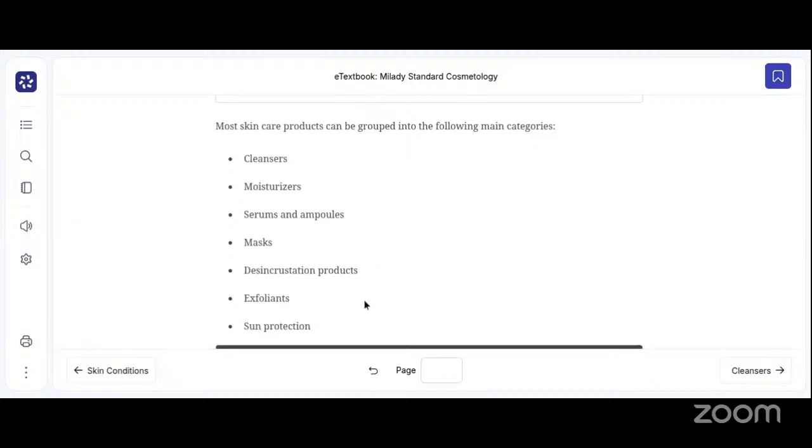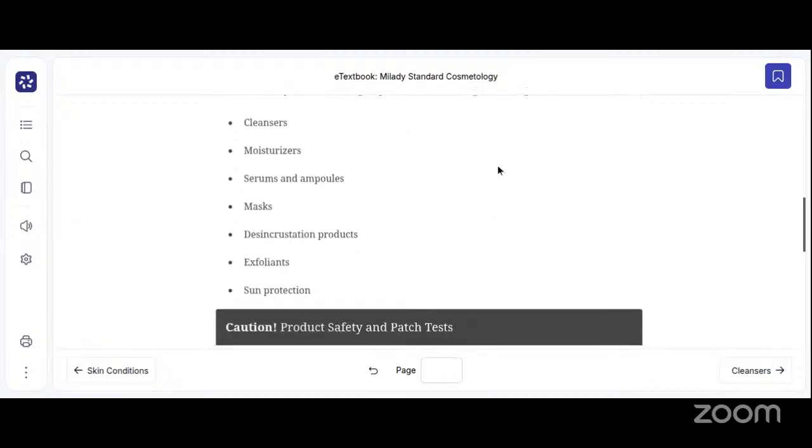Then you have disincrustation products. Now, let me tell you about disincrustation. This is where we go in and help remove dead skin cells. So disincrustation products are going to fall within our acids like chemical peels and enzymes. Most of the time, we are not using disincrustation products on everybody.